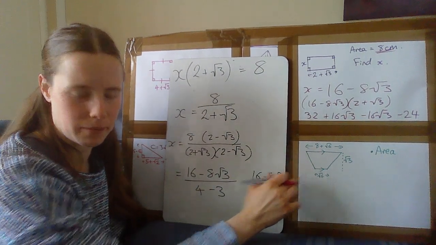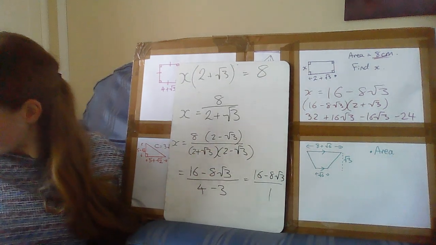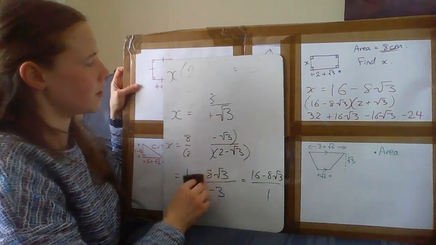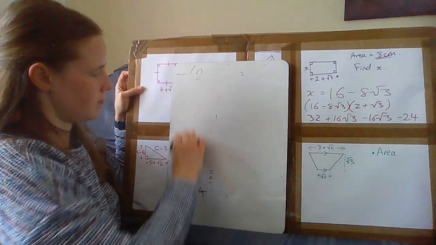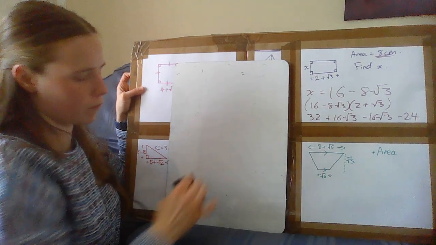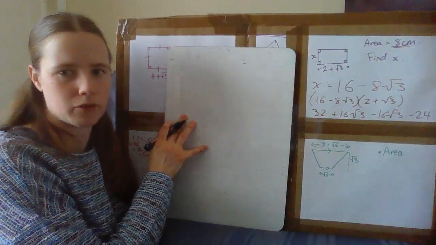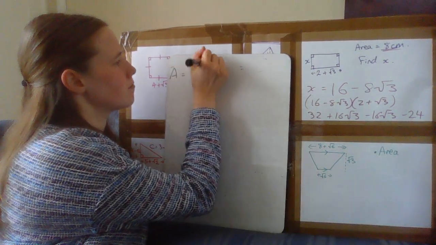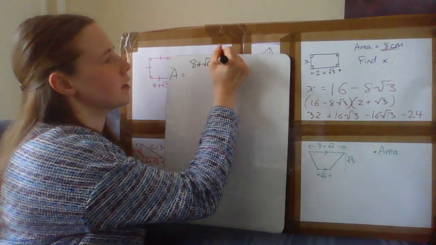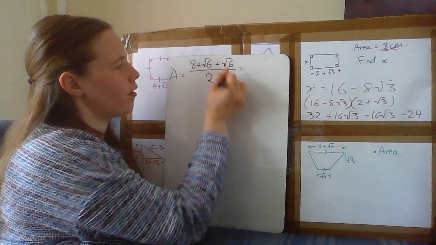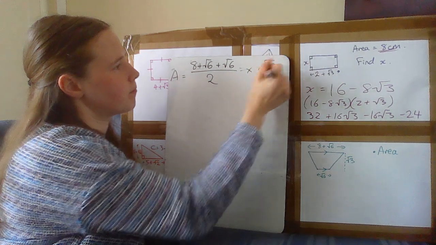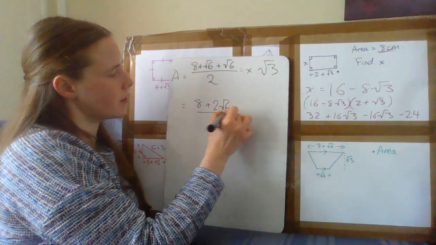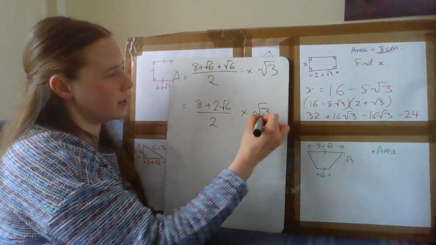Right, moving on to the trapezium now. I need to add the 2 parallel sides and then half it before timesing by the height, which is root 3. So I'm just going to write all of that in one big sum first of all, and then I'm going to start working it through. So the area is going to be 8 plus root 6 plus root 6, all of that halved, and then times by root 3. So on the top here, I'm going to have 8 plus 2 root 6s that I need to half, and then times by root 3.